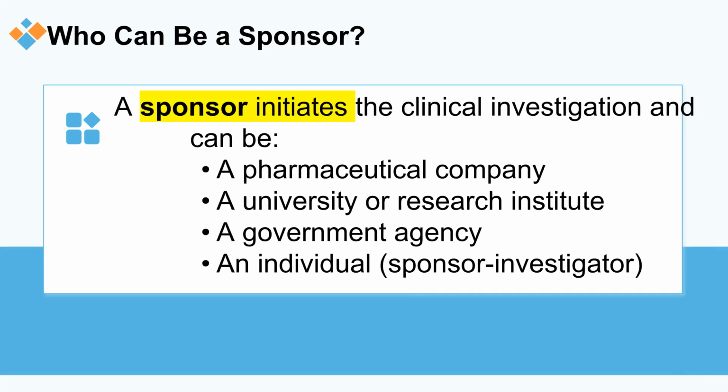A sponsor initiates the clinical investigation and can be a pharmaceutical company, for example Sanofi or AstraZeneca for the COVID vaccines in the previous years. Also well known are Pfizer, Johnson & Johnson, and Novartis. A sponsor can also be a university, for example Stanford and Harvard; a government agency, for example the National Institutes of Health; or an individual acting as a sponsor-investigator.